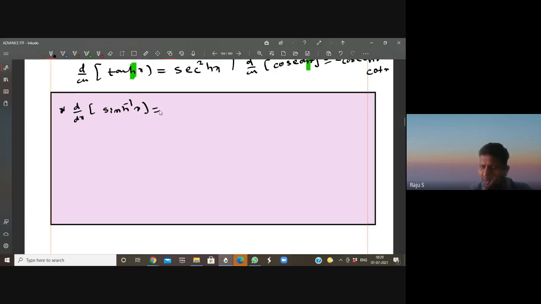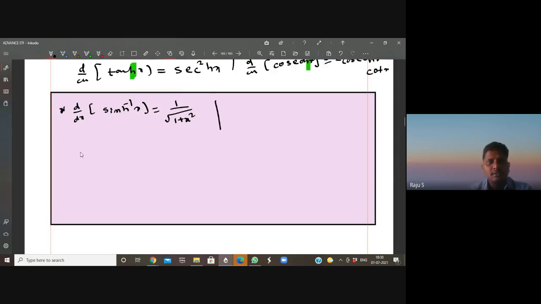Here also we can prove these values by equating sine h inverse of x to y. So what is the derivative of sine h inverse x? 1 by square root of 1 plus x square. See, sine inverse has 1 minus x square, whereas sine h inverse has 1 plus x square.